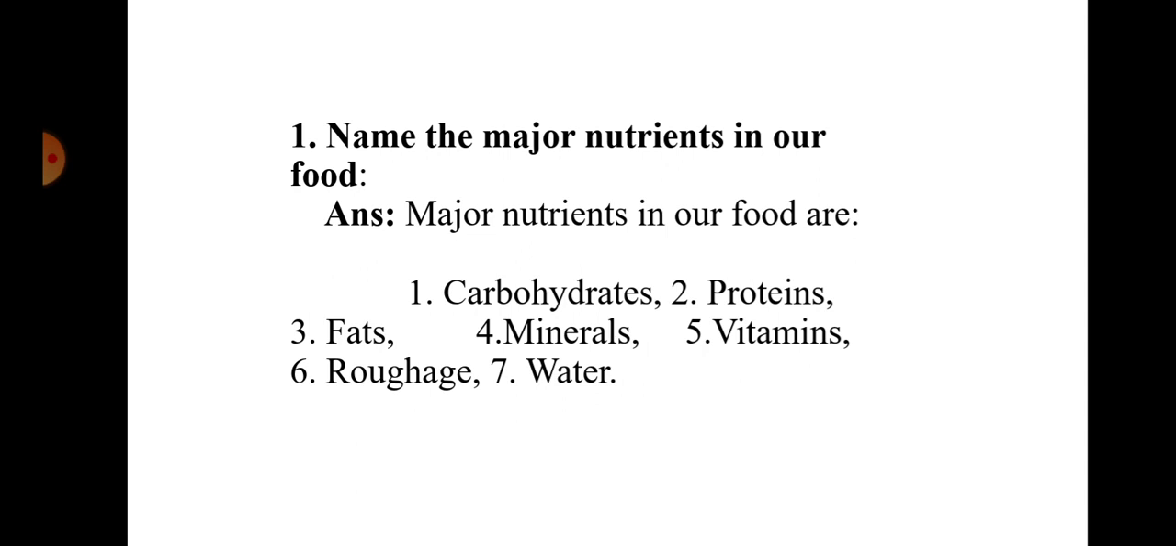The first question: name the major nutrients in our food. What are the major nutrients? The carbohydrate, protein, fat, minerals, vitamins, roughage and also water. Okay. So, the major nutrients in our food are: first one carbohydrate, the second one proteins, third one fat, fourth one minerals, fifth one vitamins, sixth one roughage, seventh one water.